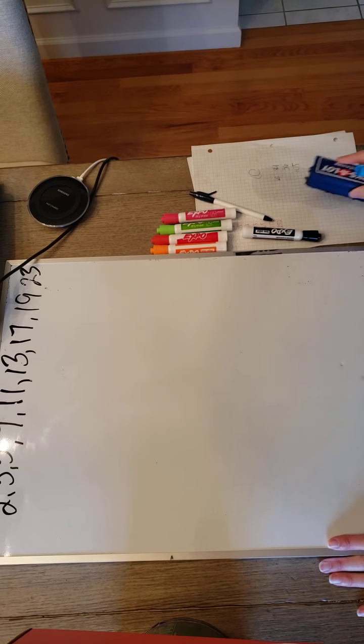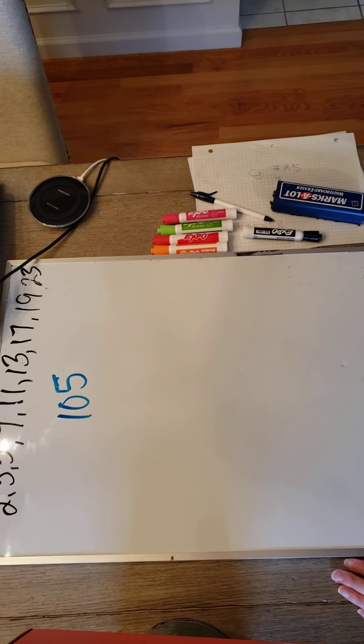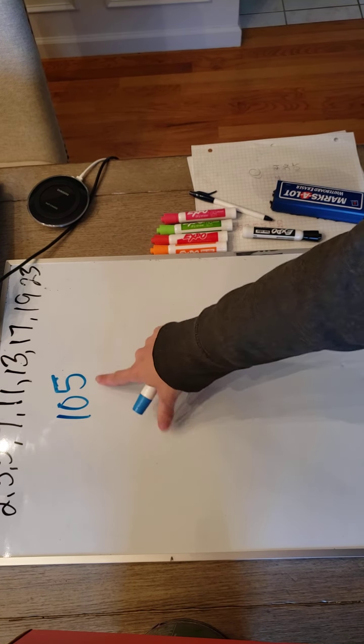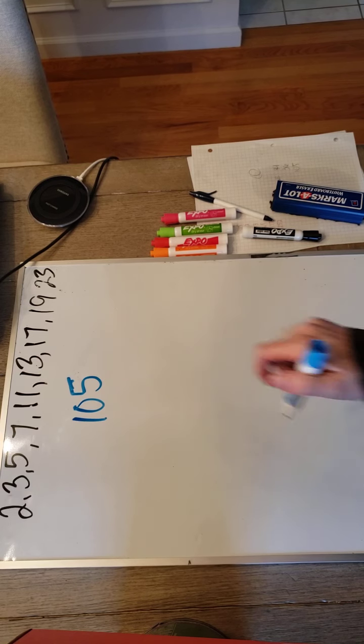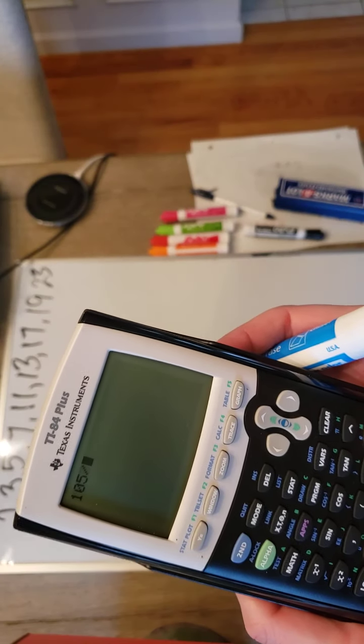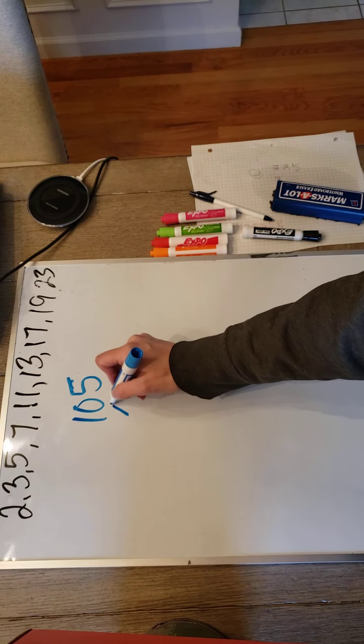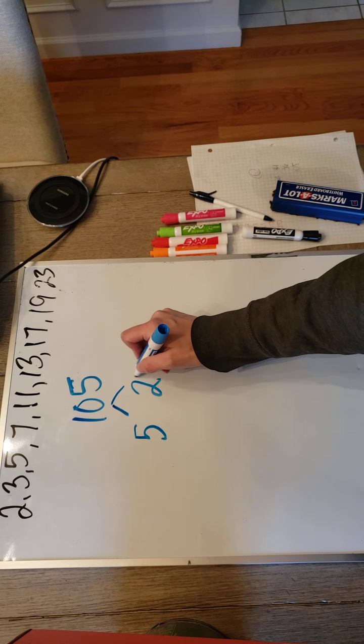And last number, 105. So you might look at this and say, oh, my number ends in a 5, so I know that it's going to be divisible by 5. So what's 105 divided by 5? 21. So you have 5 and 21.